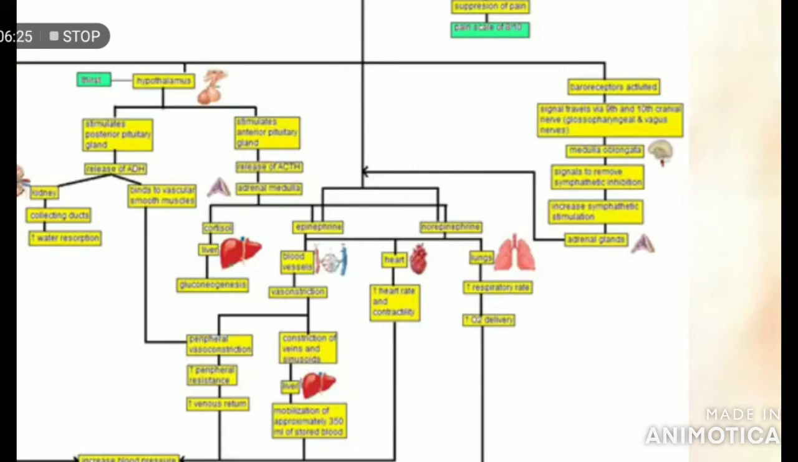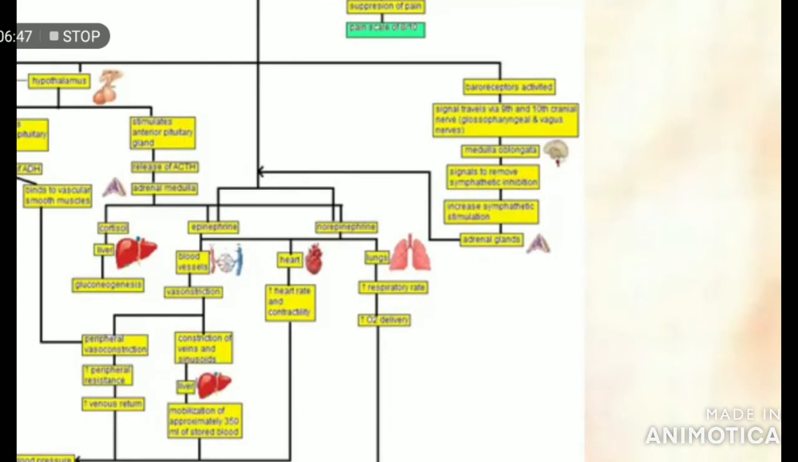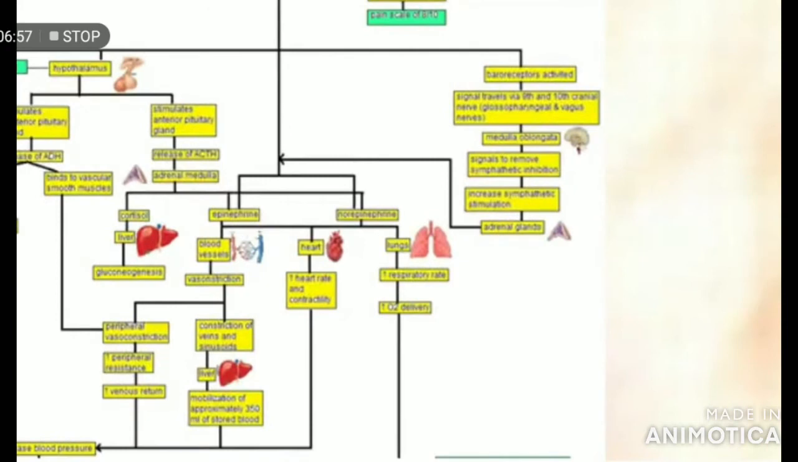Then it affects the liver. The liver mobilizes approximately 350 ml of stored blood to increase the blood pressure as well. And now let's go to the heart. The effect of epinephrine and norepinephrine on the heart is that it increases the heart rate and contractility, and it also increases the blood pressure by increased pumping of the blood.